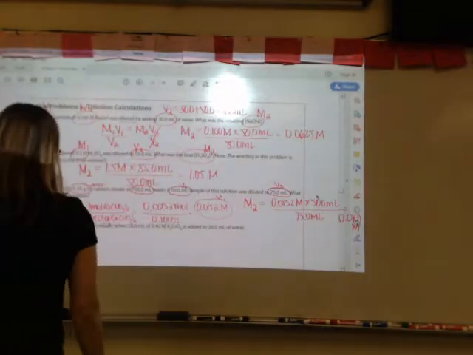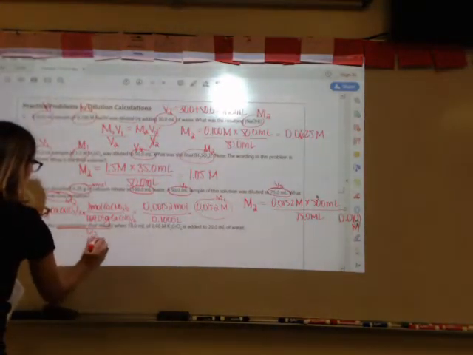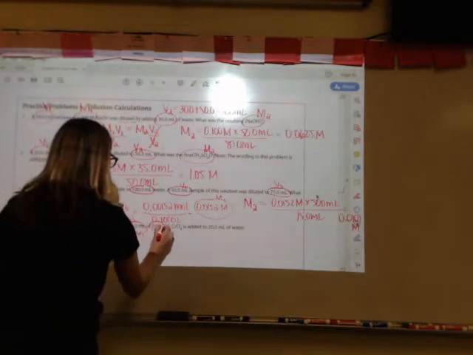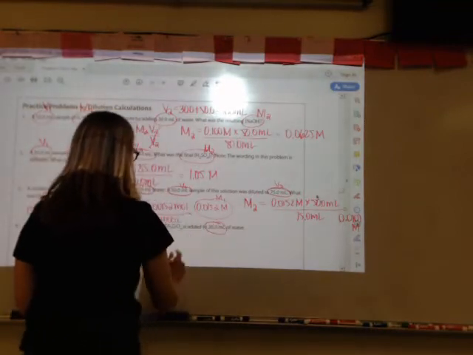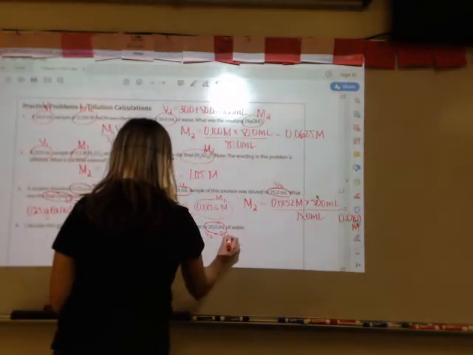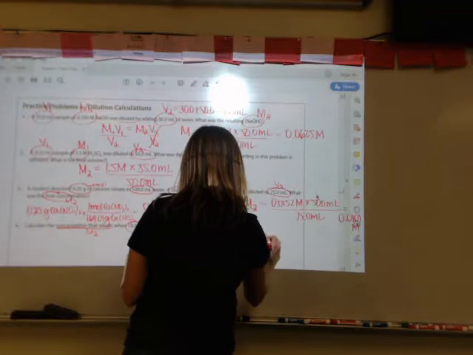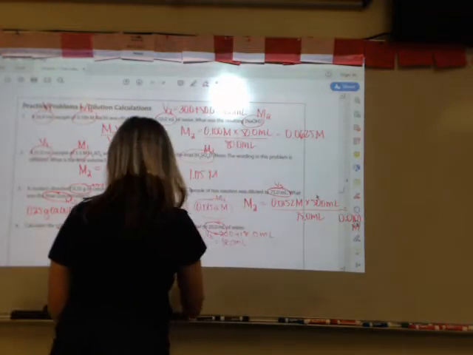One last problem, number 4. Calculate the concentration that results, so that means we're solving for M2, when 18 mL V1 of 0.4 molarity M1 is added to 20 mL of water. So that means your V2 is going to be 20 plus your 18 milliliters. So this is going to end up being 38 milliliters for V2.